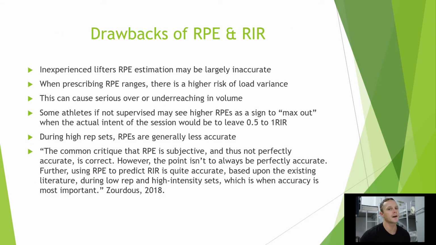So what are the drawbacks of RPE and reps in reserve? As I said before, inexperienced lifters' estimation of RPE may be largely inaccurate. When prescribing our RPE ranges, there is a higher risk of load variance. So load can vary a lot more, which is not always ideal. We want to be very specific with our stimulus. This can cause serious over or underreaching volume. If not supervised, we may see athletes seeing high RPEs and deciding to max out all the time. The actual intent would be to leave 0.5 to 1 rep in reserve.